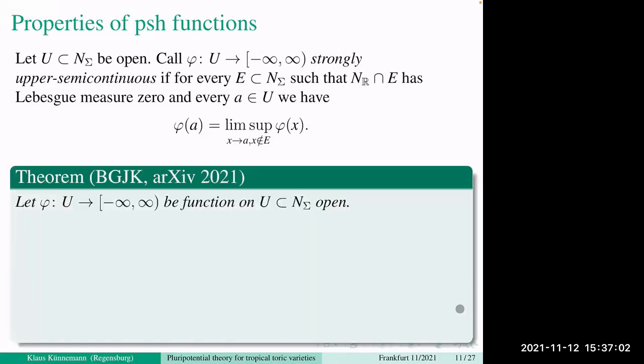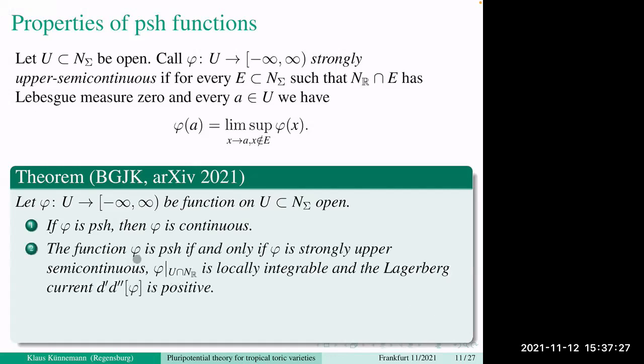So then here we have more properties of PSH functions. The first is something which is not true in the complex world. There you really have upper semi-continuous PSH functions which are not continuous, but here in this tropical setup, a PSH function is always continuous.